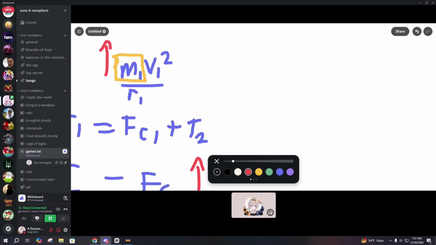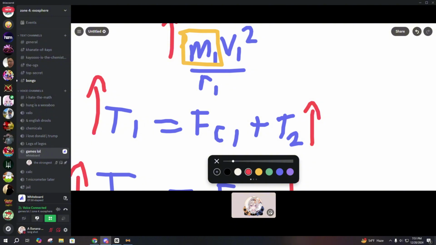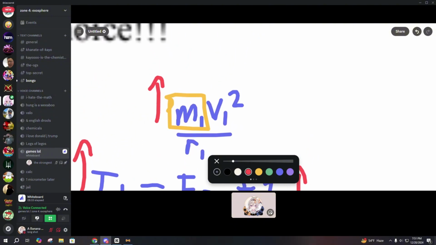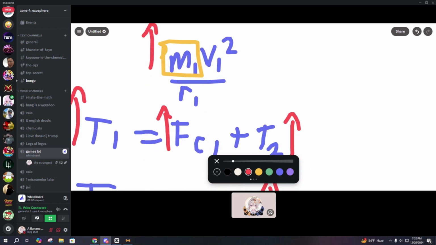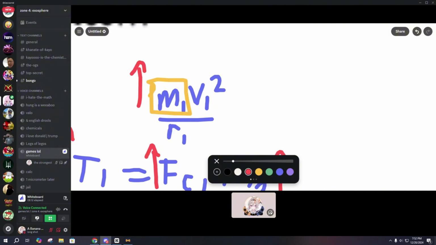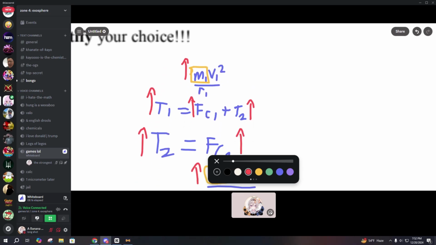But we know that as T2 increases, T1 is also going to increase because T1 is FC1 plus T2. But we also know that as the mass of block 1 increases, FC1 is also going to increase because it's a larger number multiplied by the same centripetal acceleration as before for mass 1. So basically, as the mass increases, all of this increases.